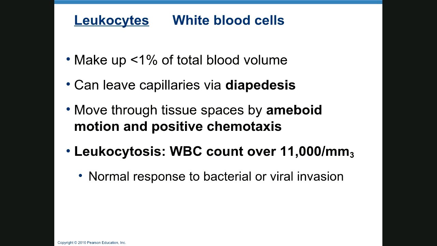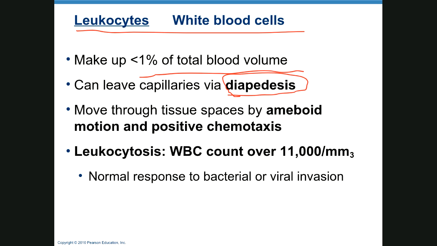Okay, leukocytes are your white blood cells, very small portion, less than 1% of the total blood volume. They leave capillaries by a process called diapedesis. That's where they just ooze between the capillary cells. They move much like an amoeba, amoeboid motion, and they go towards chemicals, and that's called positive chemotaxis. Leukocytosis is when your white blood cell count is too high, over 11,000, and it's generally caused by bacterial or possibly viral invasion.